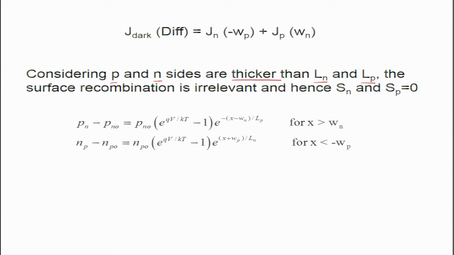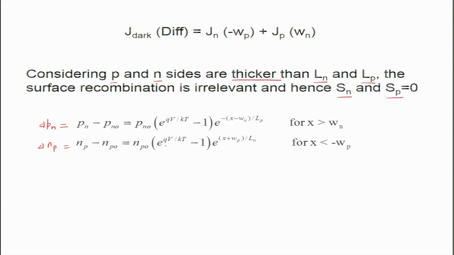As a result, for x greater than Wn, you can write Pn minus Pn naught is equal to Pn naught into exponential of qV by kT minus 1 into exponential of minus x minus Wn divided by Lp. So the previous equations are simplified now. Since surface recombination is irrelevant, we make Sn and Sp equal to 0. When you put these conditions into the detailed equations that we showed earlier, we get this delta Pn and this delta Np.